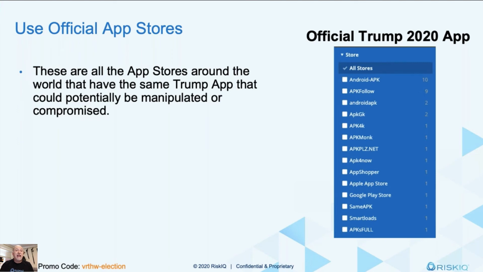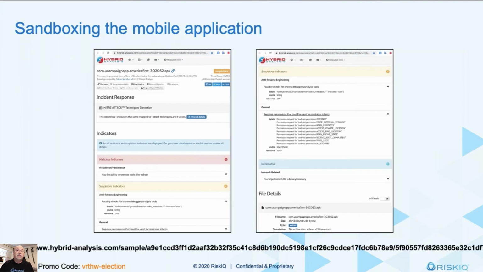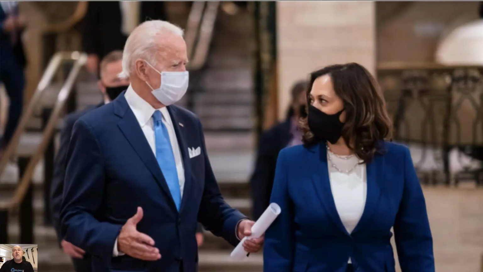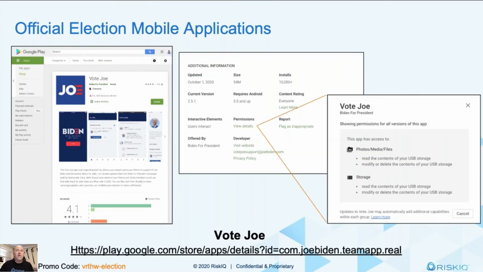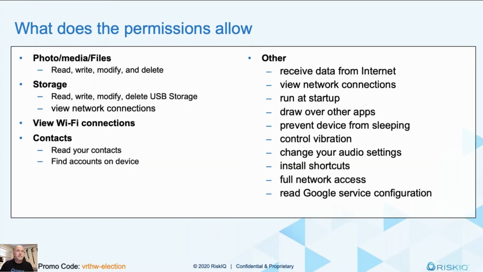So whenever you're getting an app, make sure you get it from the official app stores, Google Play and Apple App Store. The other ones are very suspect and could be bad. So I just wanted you to see that. When we sandboxed it, it wasn't so good. They're both suspicious.